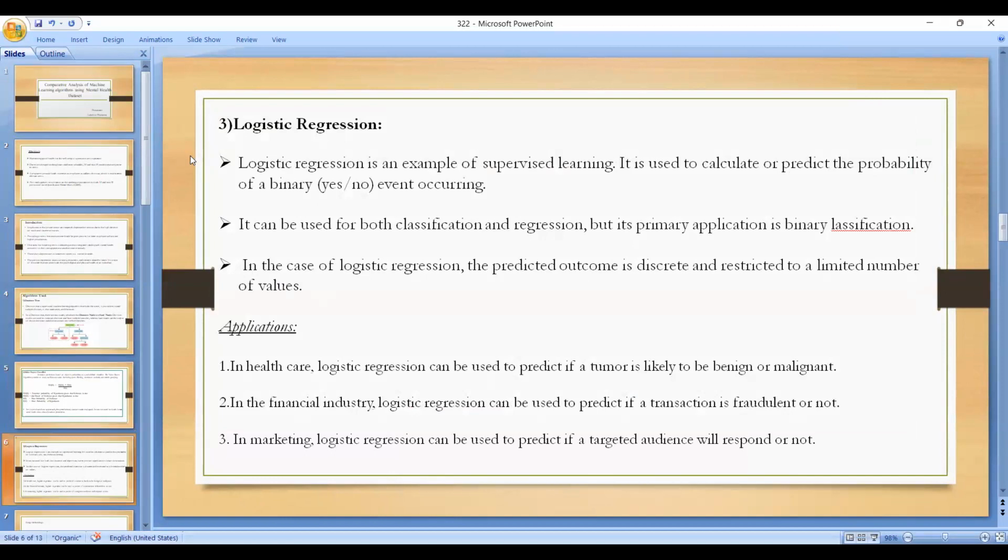Logistic regression. It is also one of the examples of supervised learning. It is used for both classification and regression. It is generally used mainly for the binary classifications. It is also suitable to predict the categorical values. Applications: it is mostly used in healthcare industries, financial industries, and marketing.